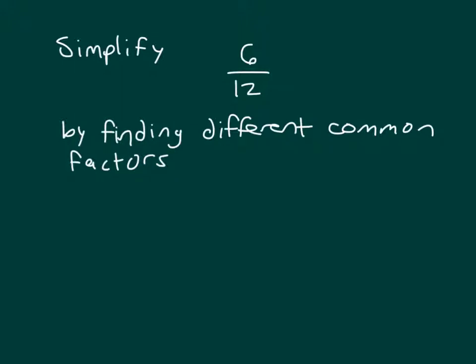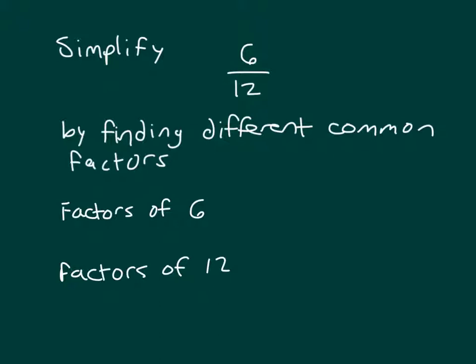Here we're asked to simplify this fraction, 6/12, by finding different common factors. So we'll find the factors for 6, and then we'll find the factors for 12, and then we'll see which factors they have in common. This way I can show you how you would use those common factors to help you simplify.